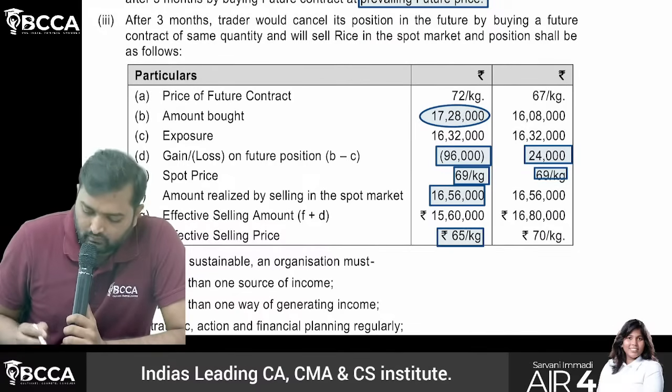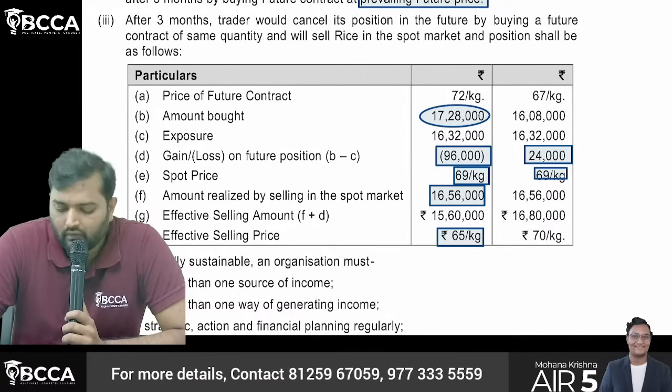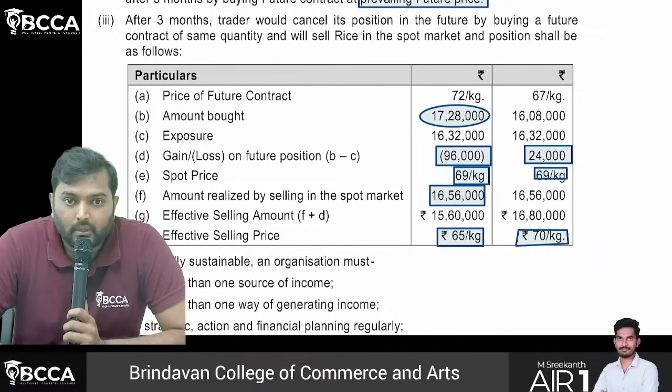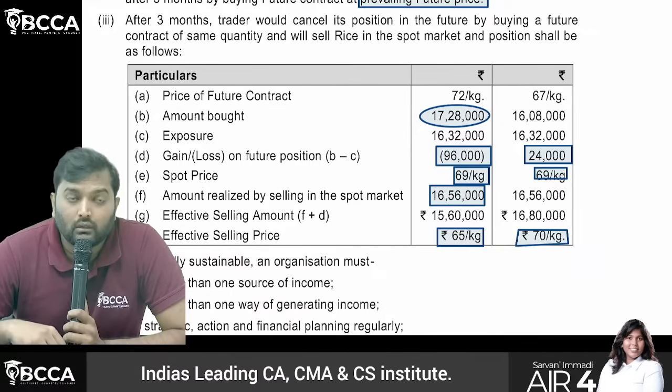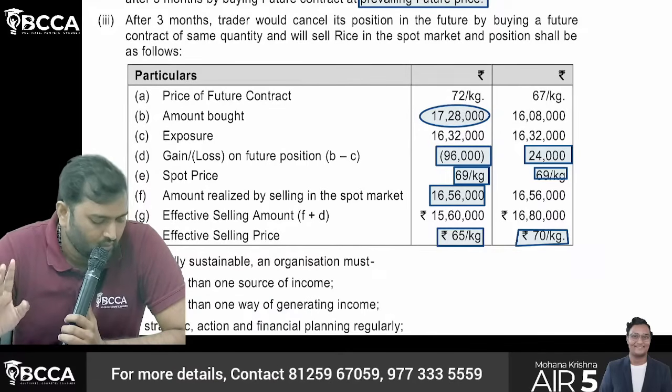Second case, 16,56,000 plus we got a gain of 24,000. So what is the effective selling price? 70 rupees per kg. Clear? Okay. So now pause the video and please solve this question.